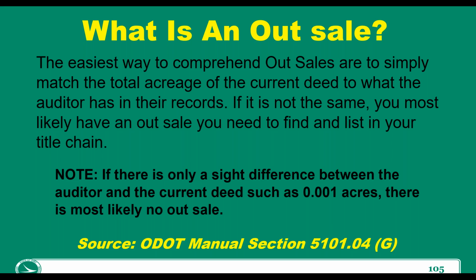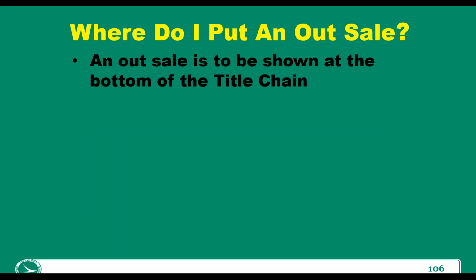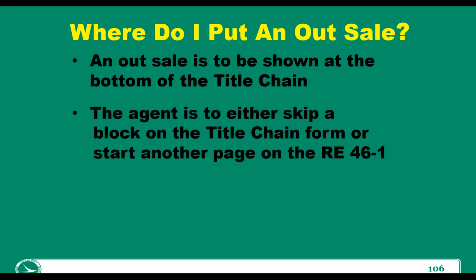510104G of our manual. So this is the magic question I get quite a bit. Where do I put an outsale? An outsale is to be shown at the bottom of the title chain. The agent is to either skip a block on the title chain form or start another page of an RE 46-1. You have an option. I like to see it just put as the very last link in the chain. There's usually room between those. If there's not, that's when you're going to have to go and get another page no matter what.